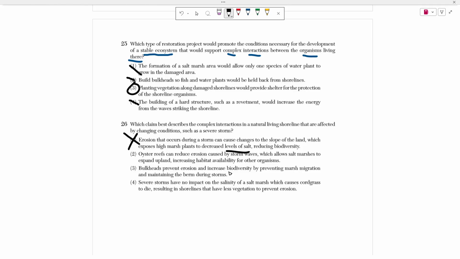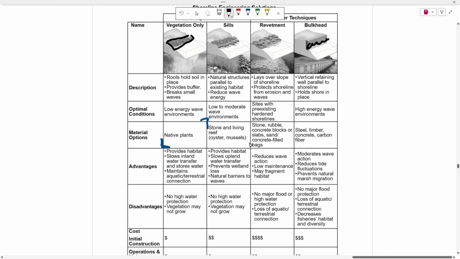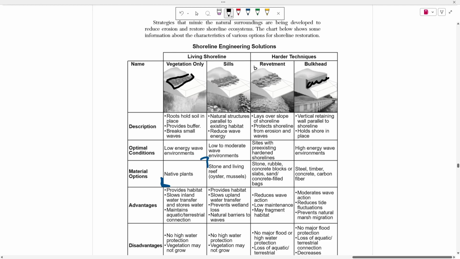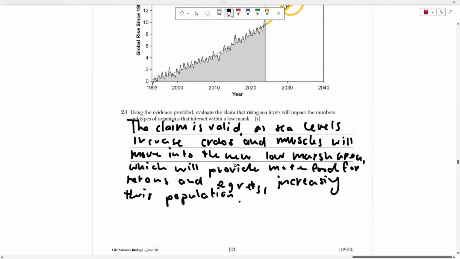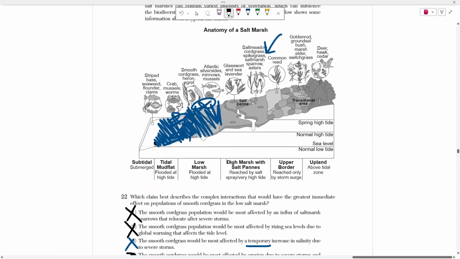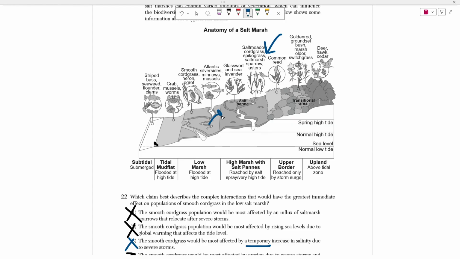Okay, number 2 says oyster reefs can reduce erosion caused by storm waves, which allows salt marshes to expand upland, increasing habitat availability for other organisms. Well, oyster reefs are part of these sills, right? Sills are made from oysters. They provide habitats and they slow upland water transfer. So if you're slowing the transfer of water upland, that means that you're preserving these low marshes and you're preserving these high marshes because water will seep less and less into these higher levels.